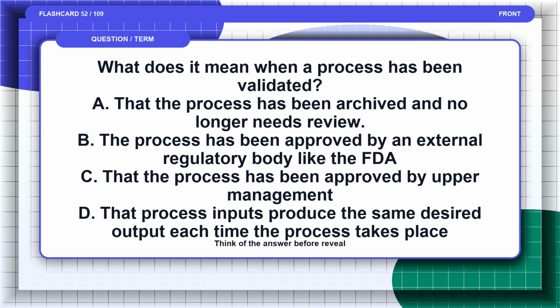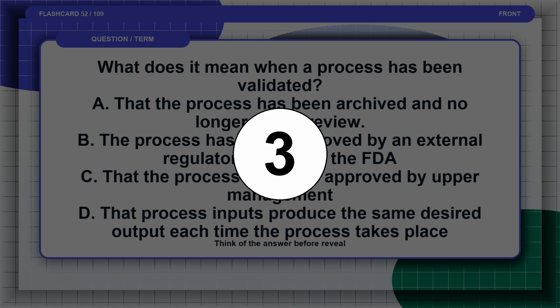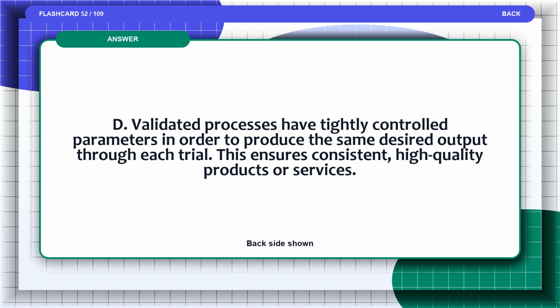Pause and think of the answer before the reveal. The answer is D. Validated processes have tightly controlled parameters in order to produce the same desired output through each trial. This ensures consistent, high-quality products or services.